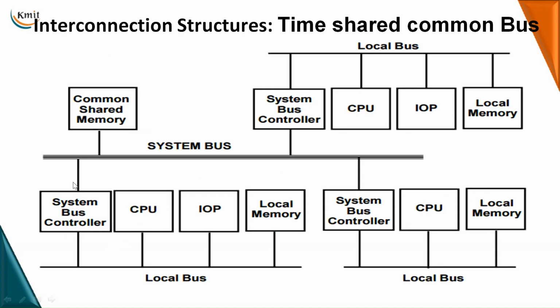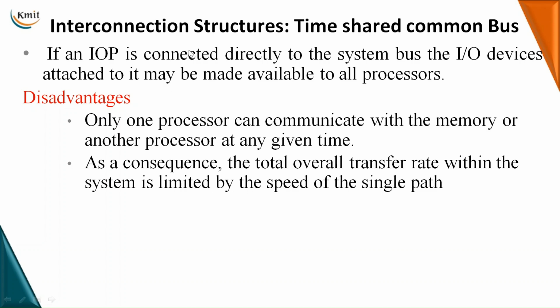At one point of time, only one CPU can access the bus in order to communicate with either the common shared memory or any other processor connected to the system. So coming to the disadvantages of a time shared common bus, only one processor can communicate with the memory or another processor at a given point of time. As a consequence, the total overall transfer rate within the system is limited, because there is only one way for a processor to access the common bus path. So the transfer rate cannot be high because only one processor can communicate at a time.